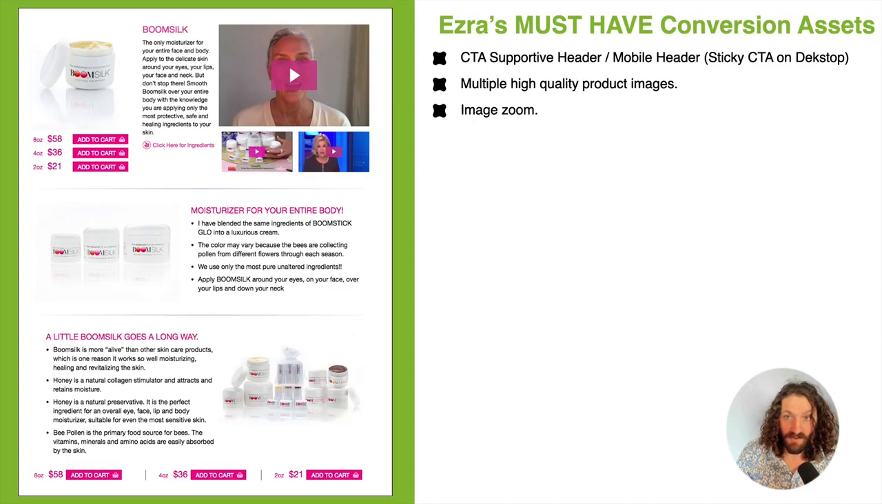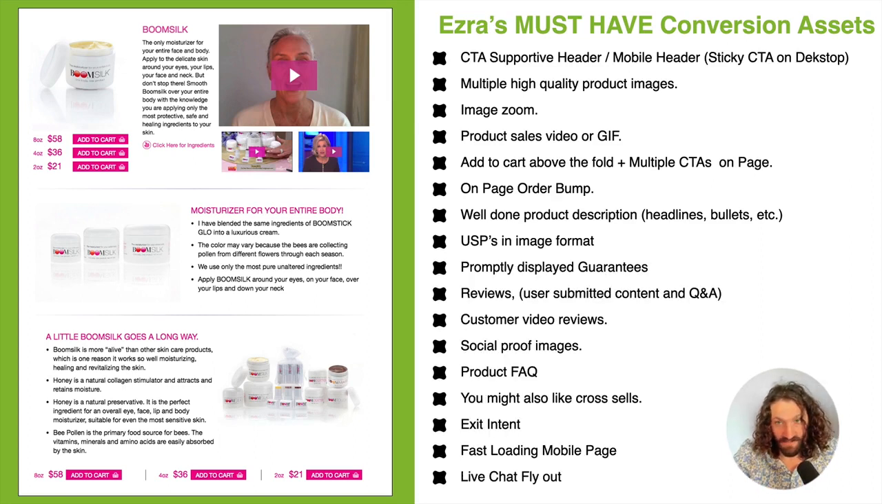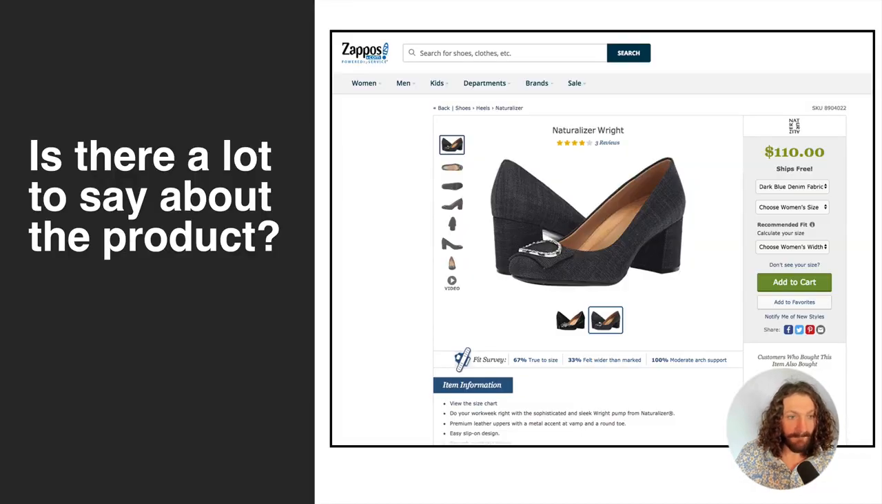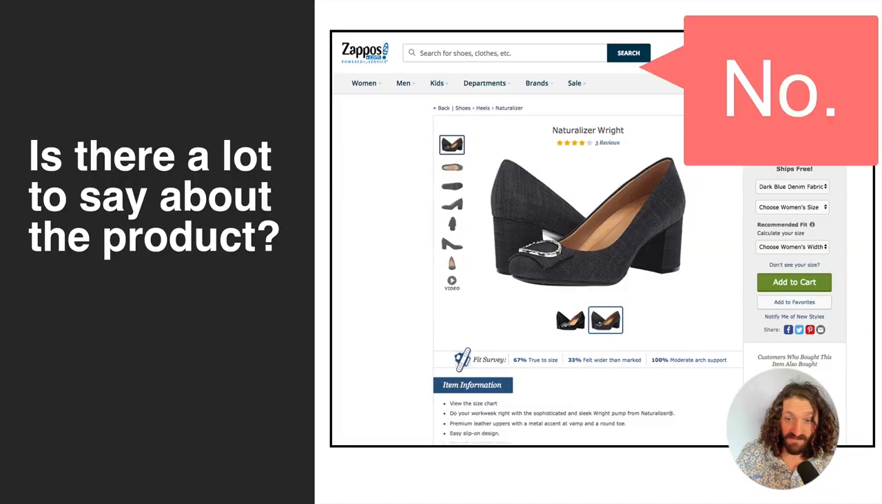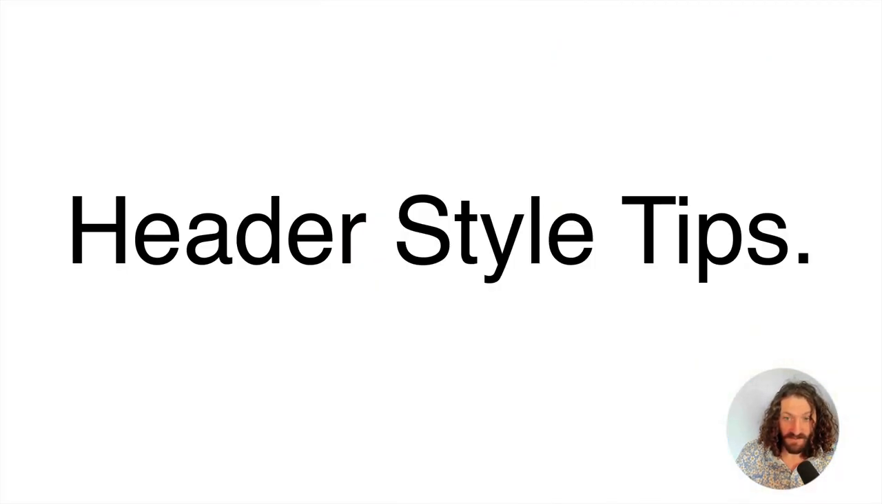And we're going to run through all my must-have conversion elements on your product offer page. I'm going to run through, at a high level, what I've seen work, what you should do to optimize your Shopify product offer page, and then all the apps that I use to make this work. So you've got to decide on a layout: traditional, long form, or mini site. Is there a lot to say about your product? If no, traditional. If yes, long form. And you could also do mini site.